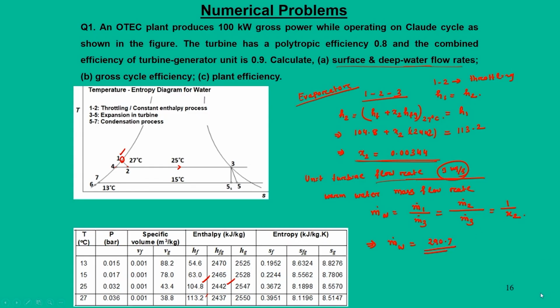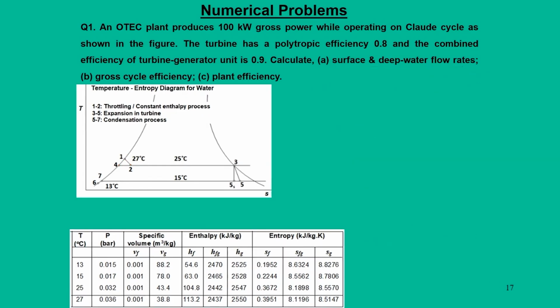So, this is for the evaporator. Now, from the evaporator we have moved to the turbine. Let us see what happens in the turbine. The turbine process is typically reversible adiabatic, or isentropic. So, we say H3 is nothing but Hg, because it is saturated vapor at 25 degree centigrade, and that is 2550.